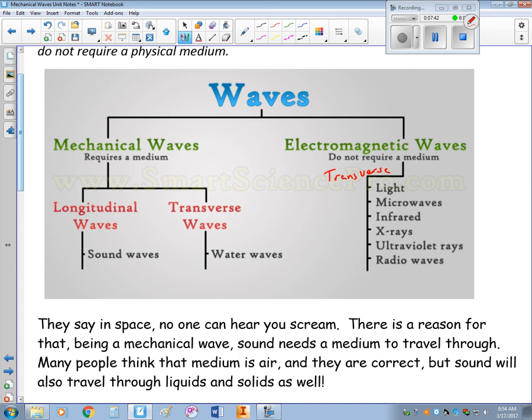But those include light, so visible light, and then invisible light like microwaves, infrared, X-ray, ultraviolet, radio, gamma. So those are the big topics for waves. Electromagnetic waves can travel through a vacuum where mechanical waves cannot. So if you find yourself trapped in outer space, no one can hear you scream. There's no medium for the wave to travel through.